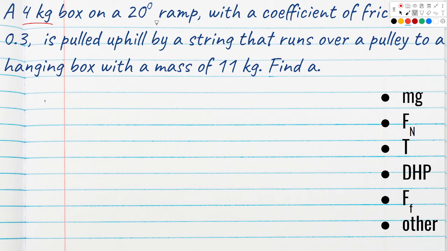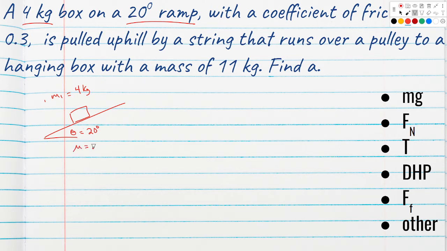I've got a box on a 20-degree ramp, so let me draw that part. There's my 20-degree ramp and my box. I'm going to put M1. First mass they mention is 4 kilograms. I'm going to put theta equals 20 degrees. Okay, that takes care of those numbers. There is a coefficient of friction of 0.3.